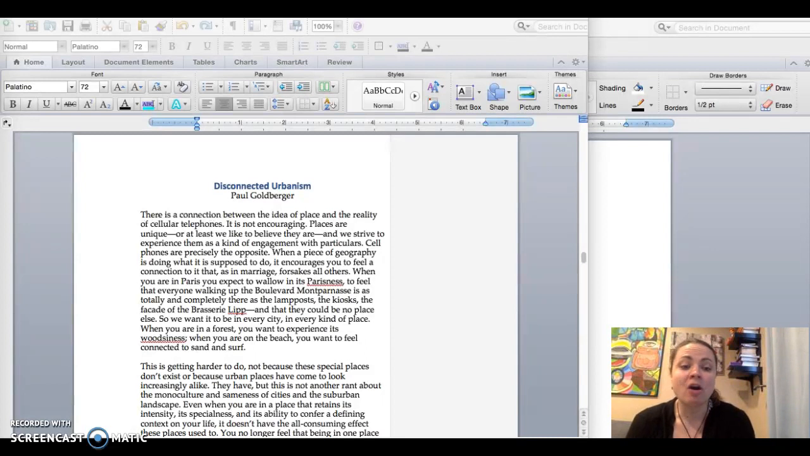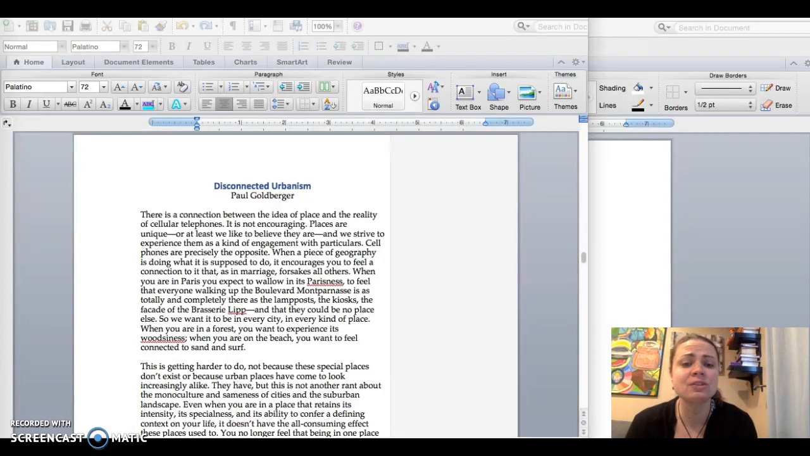Disconnected Urbanism by Paul Goldberger. There is a connection between the idea of place and the reality of cellular telephones. It is not encouraging. Places are unique, or at least we like to believe they are, and we strive to experience them as a kind of engagement with particulars. Cell phones are precisely the opposite. When a piece of geography is doing what it's supposed to do, it encourages you to feel a connection to it, that, as in marriage, forsakes all others.